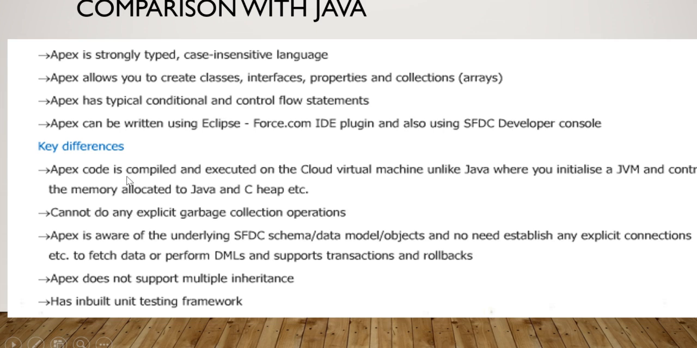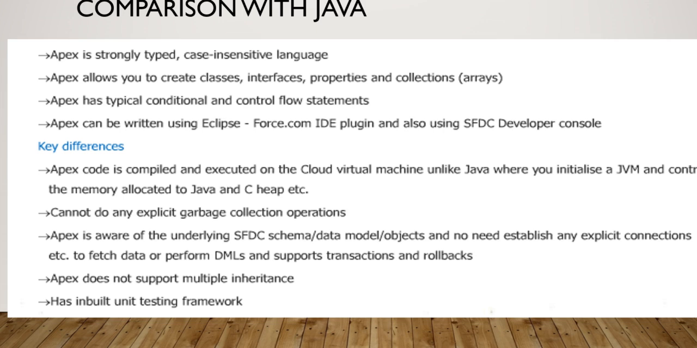But what is the key difference? Very, very important. Many times interviewers may ask you. Apex code is compiled and executed on the cloud. You don't need a virtual machine like the JVM in Java. And you cannot control the memory and the heap. You cannot do explicit garbage collection operations. Now the third point is very, very important.